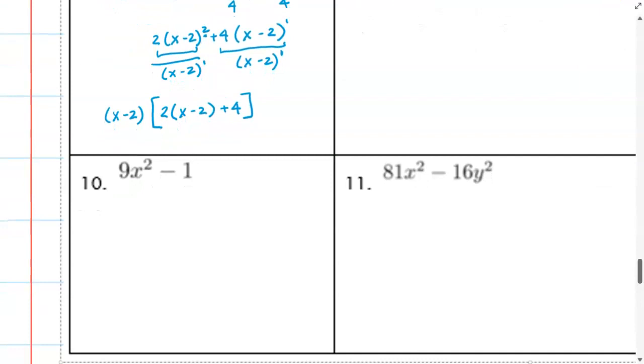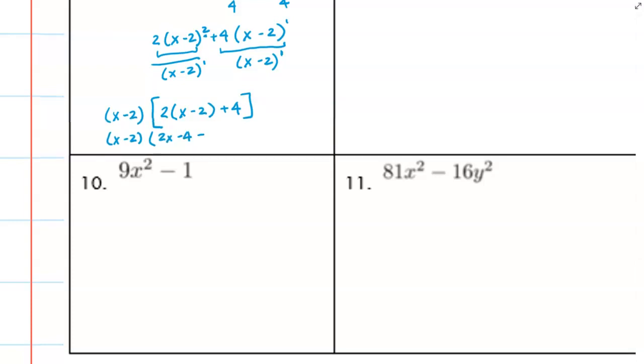We need to clean this up inside the bracket. So we have x minus 2. Let's go ahead and distribute: 2x minus 4 plus 4. So we end up with an x minus 2 times 2x. And that could be written as 2x times x minus 2.